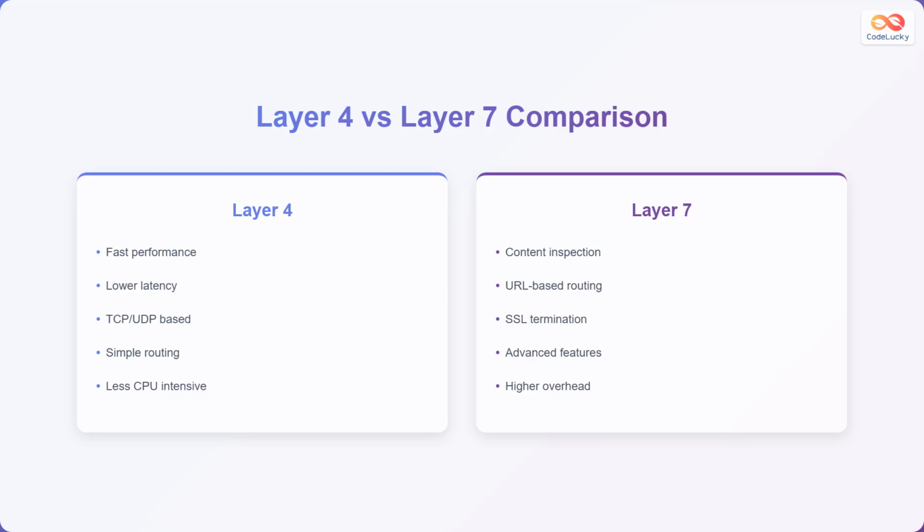Let's compare Layer 4 and Layer 7 load balancers. Layer 4 load balancers offer fast performance and lower latency, operating on TCP and UDP for simple and less CPU-intensive routing. In contrast, Layer 7 load balancers provide content inspection and URL-based routing, along with features like SSL termination, but come with a higher overhead. The choice between the two depends on your specific application requirements.